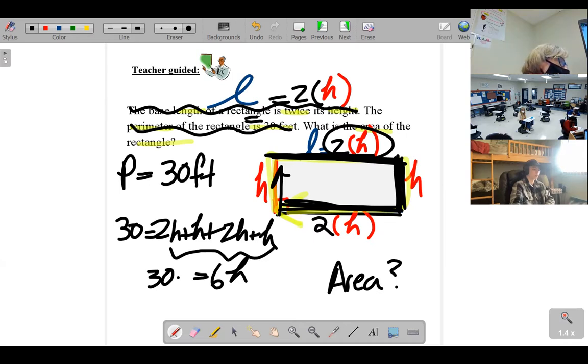What'd you get, Lua? 50. What's your units now? No, your units here. Feet what? Okay, what is your height? What did you get for height? 5. Good. What did you get for the length? It's 2 times the height. Did you see that? 2 times 5 is? Yes, ma'am.